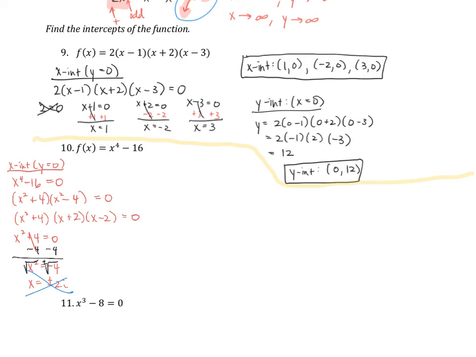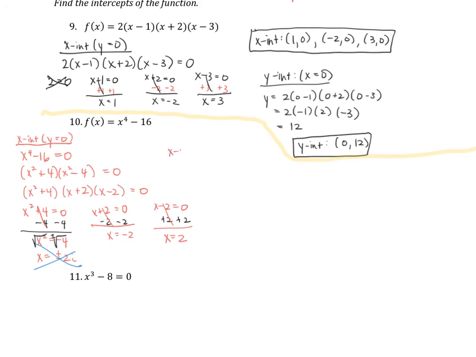So now we have to do the next part. We have x plus 2 equals 0. We're going to subtract 2 from both sides. So we get x equals negative 2. That will be an intercept. Then we have x minus 2 equals 0. Here we're going to add 2 to both sides. So we get x equals 2. That will be an intercept. So in this case, we have 2 x-intercepts, and they are (negative 2, 0) and (2, 0).